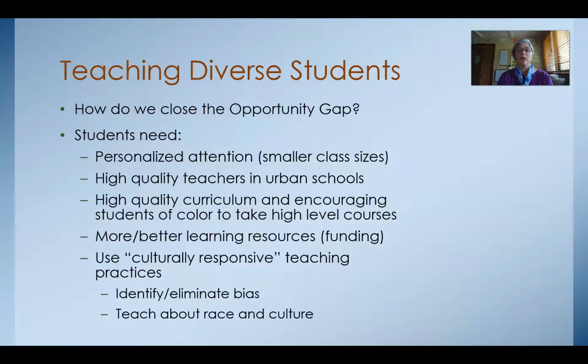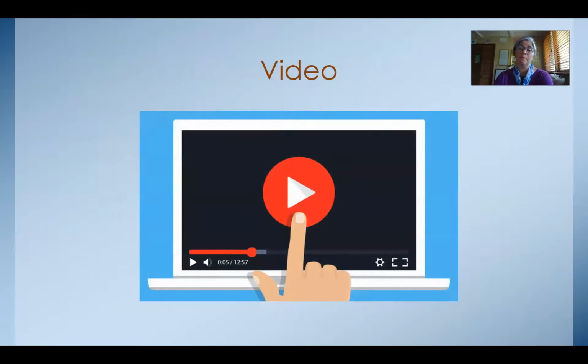And along with that, you want to try to identify any bias in the classroom, even your own. You need to look at your own thoughts, your own practices, to try to eliminate any bias and stereotyping, and teach about race and culture. Again, that's part of not being colorblind. Having open discussions, incorporating it into your literature, into your history, making it a part of your classroom.